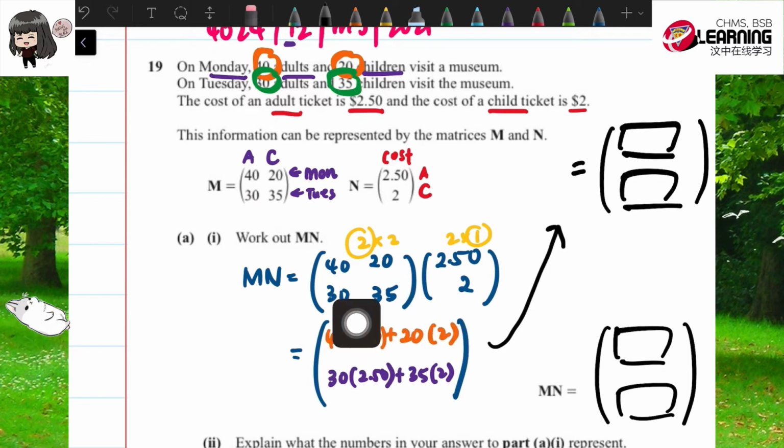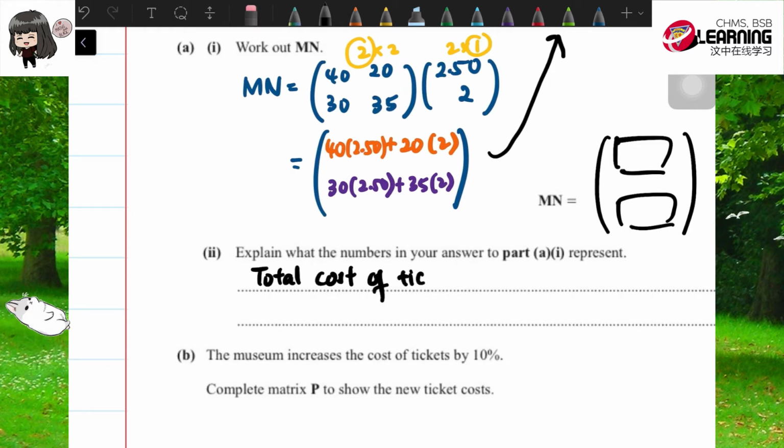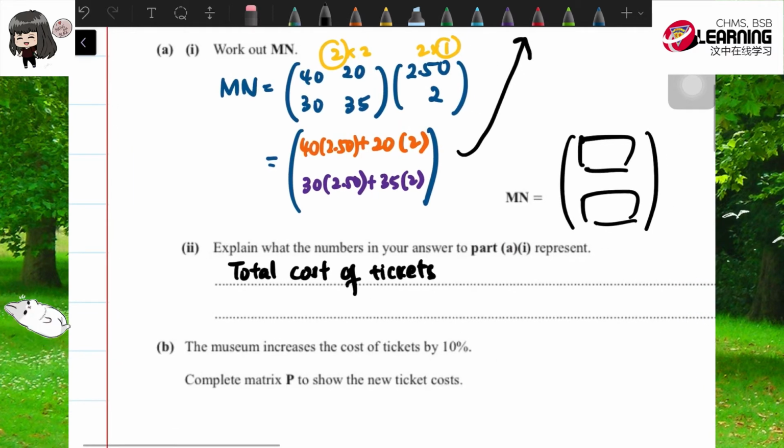And the one at the bottom here is Tuesday, 30 and 35, adults and children, multiplied with the cost of adult and child ticket. So basically these two represent the total cost of tickets for both adults and children.